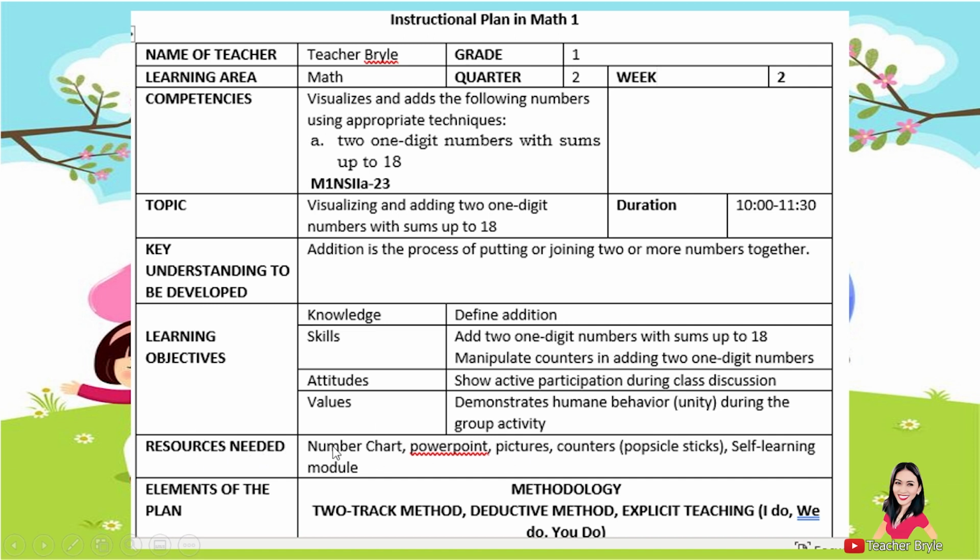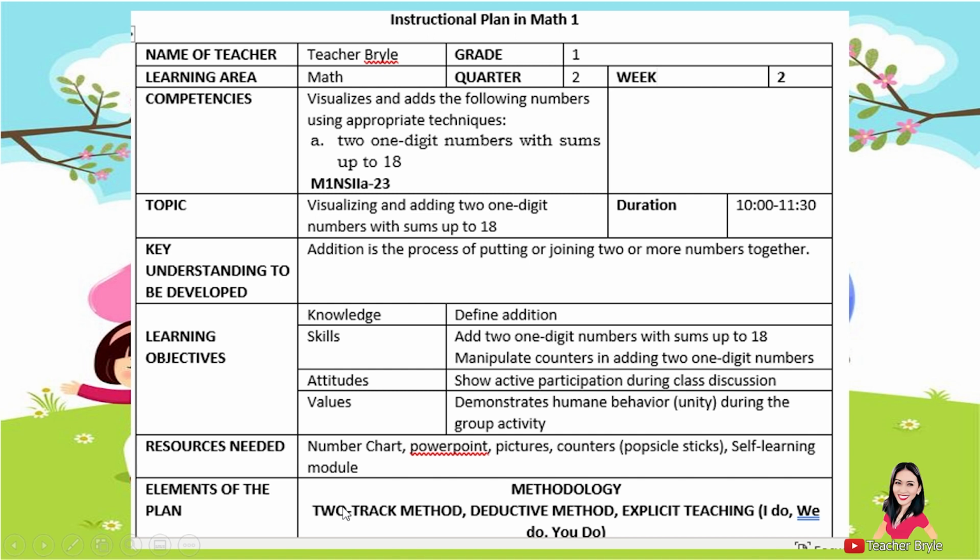Resources needed: number chart, PowerPoint. I prepared 2 PowerPoints. One PowerPoint presentation is for my story, which is first, as a bridge to my lesson. And the other one is my assessment, for checking of the assessment. Next, pictures, counters. I use popsicle sticks and also straws, and self-learning module.